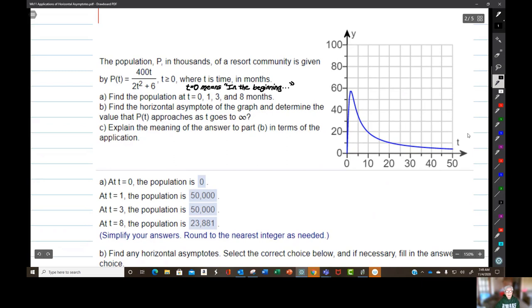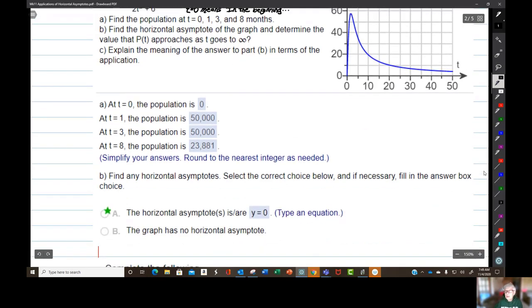Okay, now, find the horizontal asymptote of the graph and determine the value that P of T approaches as T goes to infinity. All right, let's put that into English. T and X act the same way. So instead of calling this the x-axis, we call it the t-axis. Same thing. And P of T is just y, the y-coordinate.